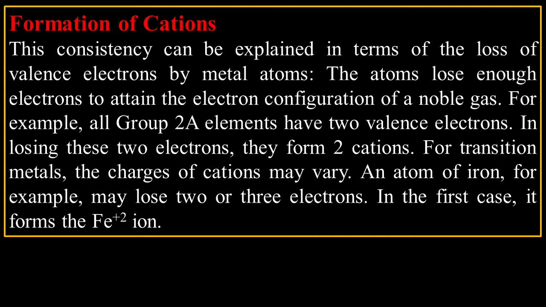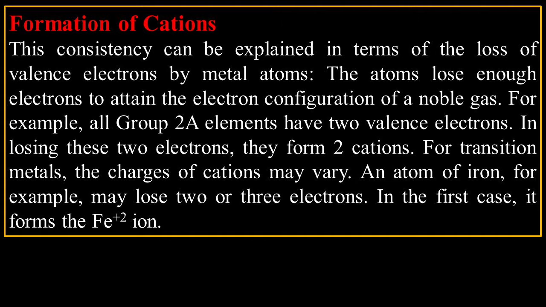The consistency can be explained in terms of the loss of valence electrons by metal atoms. The atoms lose enough electrons to attain the electron configuration of a noble gas. For example, all group 2A elements have 2 valence electrons. In losing these 2 electrons, they form 2+ cations.